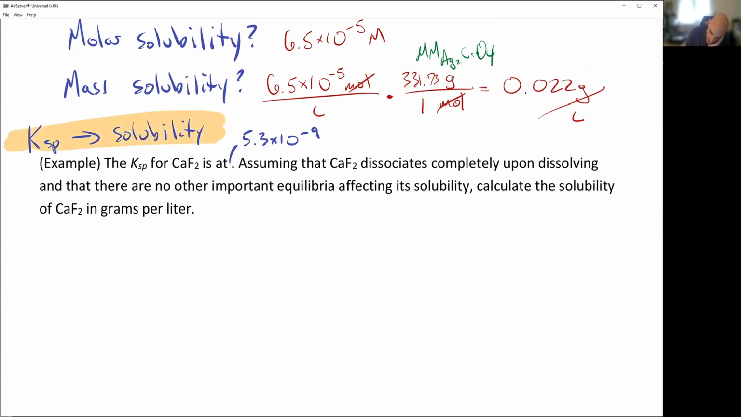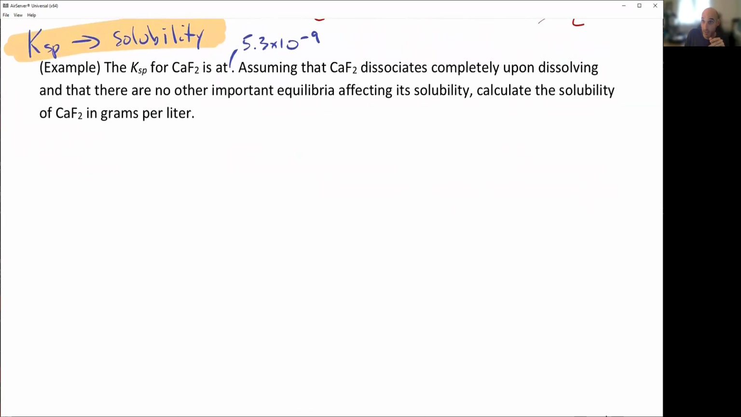That's what we're solving here: KSP to solubility, based on the KSP that I'm providing for you. Okay, so let's take a look. Same exact thing, the KSP for calcium fluoride, meaning the first thing that I need to do is write out the equilibrium that I have for my calcium fluoride.